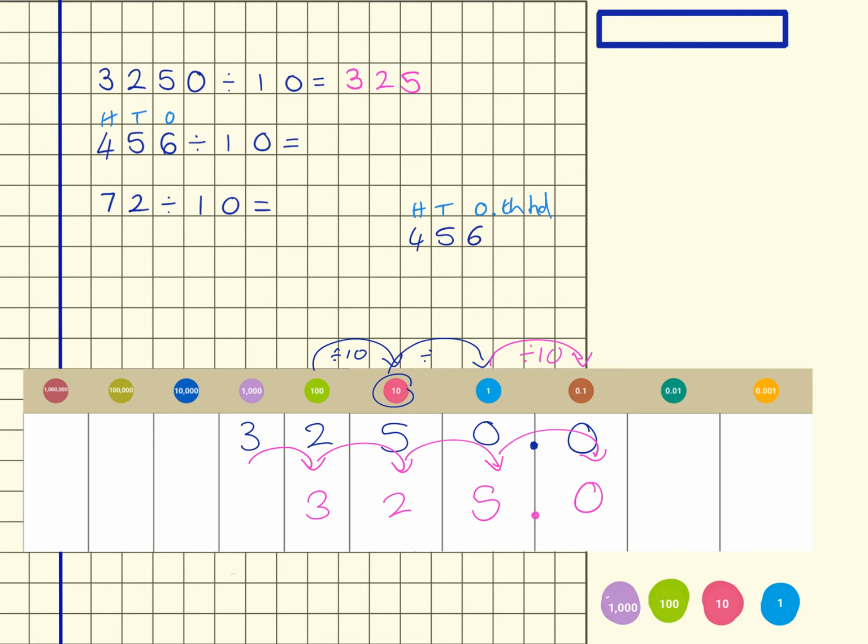Now, when I divide by 10, the digits are moving one place value column to the right. So let's do that here. So the 4 would move here, the 5 here, the 6 here. So you can see how we end up with, in a question like this, 45.6. And then in the question 72 divided by 10, we would end up with 7.2. So each digit has moved one place value column to the right.